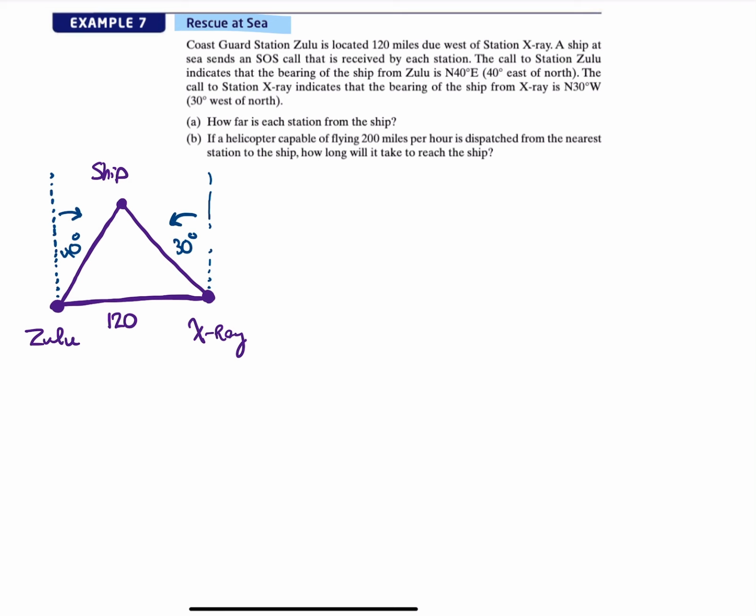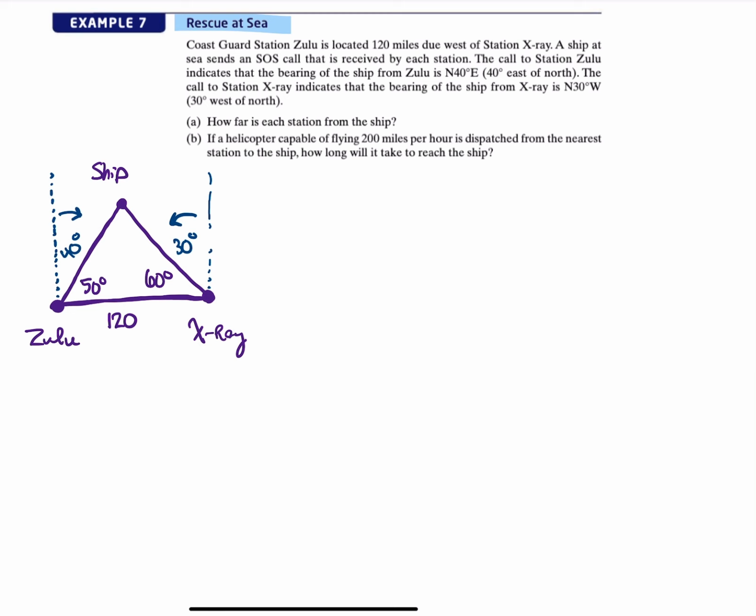So with this information, we can find two of these interior angles of the triangle, since this should add up to 90 degrees. So that means this must be a 50-degree angle. Same thing here, this should add up to 90 degrees. So this must be a 60-degree angle. So let's see what it's asking us. It wants us to find how far each station is from the ship, meaning those missing side lengths.